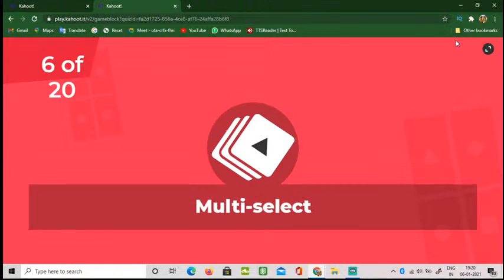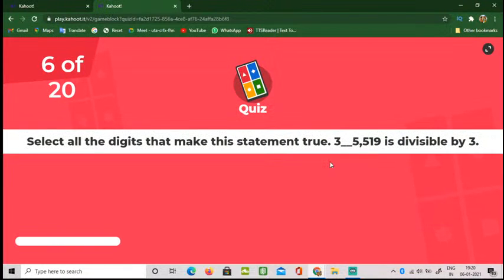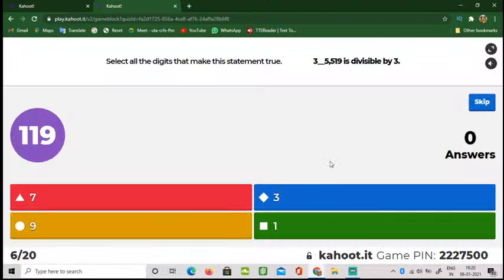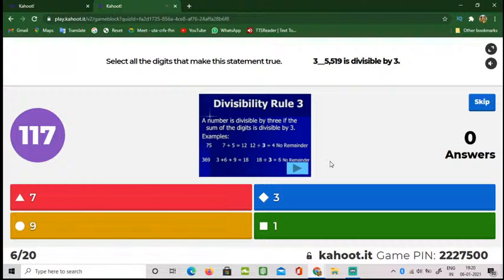Now the question is, there are many answers, and I want you to find any one of them. So that is known as a multi-select. So select all the digits that make this statement true. So there is a number with one digit missing, and I want you to find the digit that fits in that place so that the number is divisible by 3. Already I've got two answers.